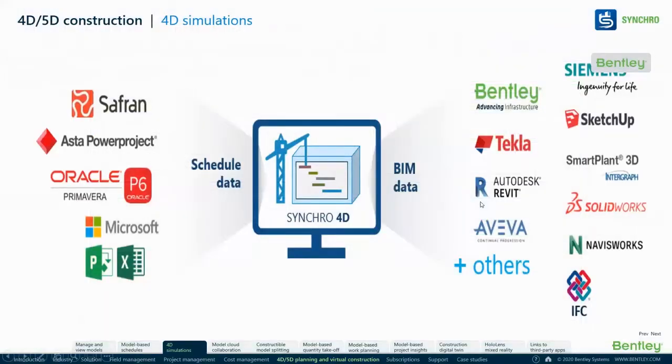So the question that is coming, what kind of BIM models can be imported? You can see all the Bentley, Tekla, Revit, Aveva, SolidWorks, Navisworks, SketchUp. Most of the BIM models can be taken into Synchro. Other than that, for schedule you can use Asta, Safran, Primavera, Oracle P6, Microsoft Project, or even Excel also.